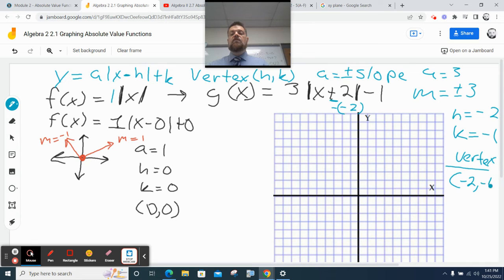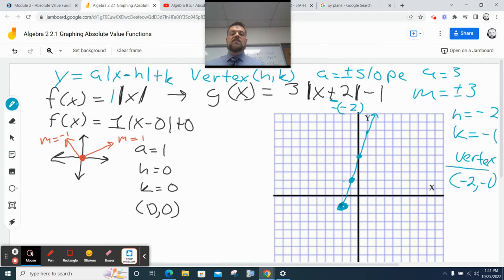-2, -1. So I'm going to come over here, -2 down, -1. That's my vertex. Now, my slope is +3 versus -3. So I'm going to go up 1, 2, 3 over 1. From there, I'm going to go up 3 over 1 again, and again up 3 over 1. And then I'm going to draw a line through those points.